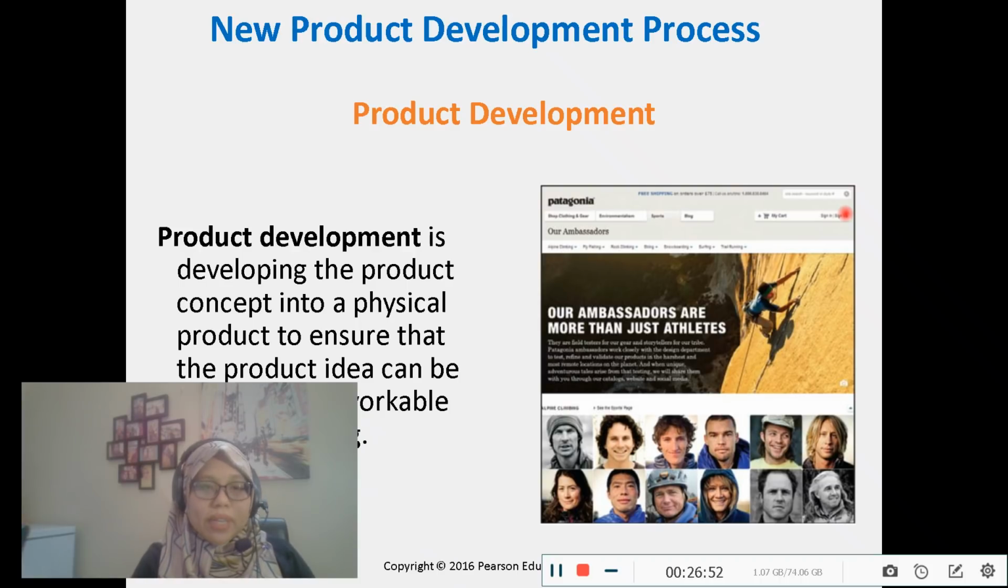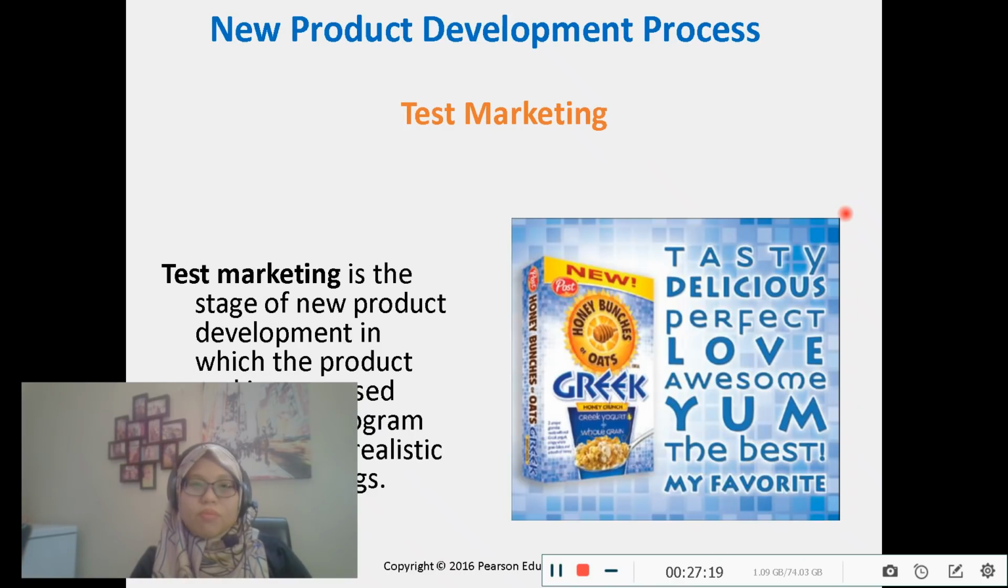For product development, this is where you develop the product from concept into physical product. So, if before this you have test the concept and you think that it is suitable for the target market that you have chosen, now it is the time for you to translate the concept into the actual product so that you can sell it in the market. Some of the company, they will do test marketing.